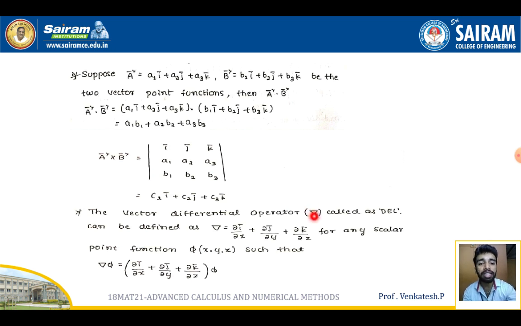Now I am going to tell about the vector differential operator, which is denoted by this symbol and is called delta, or del also we can call it. It can be defined like del is equal to dou by dou x i cap plus dou by dou y j cap plus dou by dou z k cap, for any scalar.